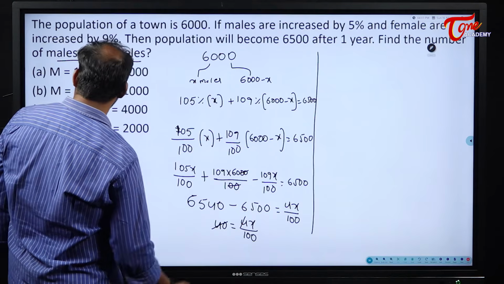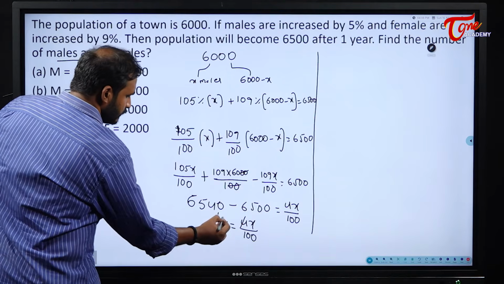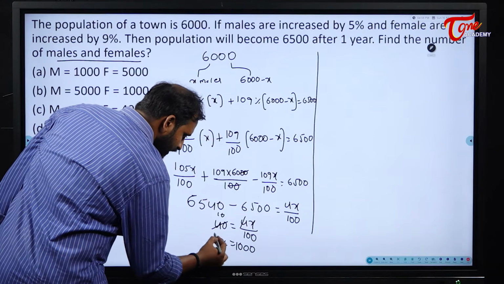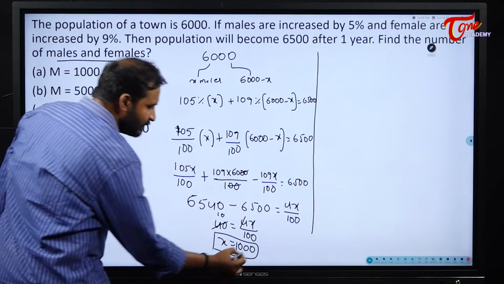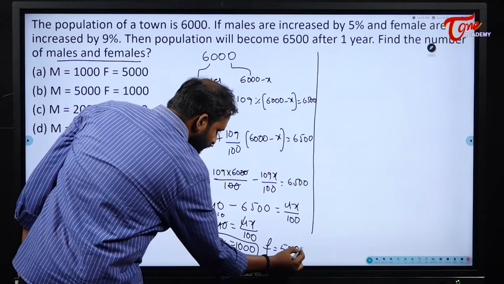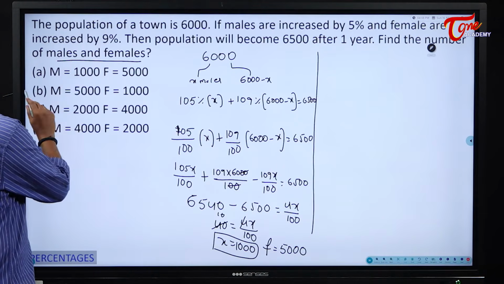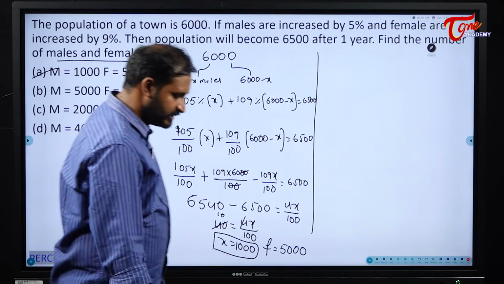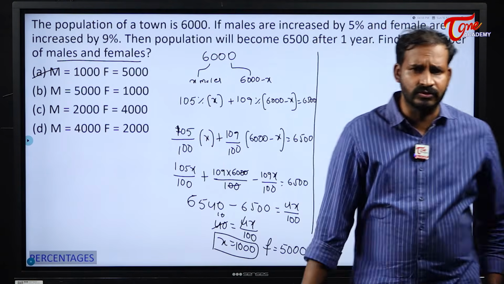So what will the x value be? The x value is 1000. X means what? Male candidates are 1000. Then females will become how much? Females become here 5000. Males are 1000 and females are 5000. This is our answer. Okay, good, really good, superb.